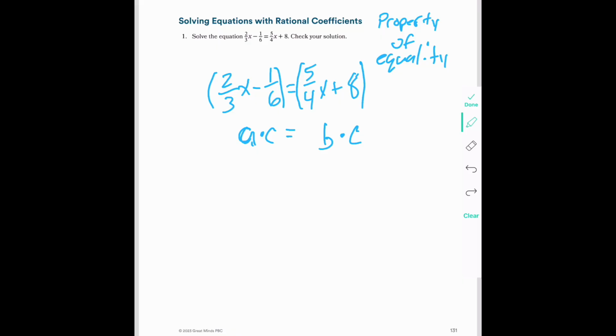And the reason this works is because A and B were equal from the beginning. Whatever's on this side was equal to whatever was on this side in the beginning, according to our equation. So if I add the same number to both sides, addition property of equality, it should stay equal. If I multiply the same thing on both sides, it should stay equal. That's the multiplication property of equality.